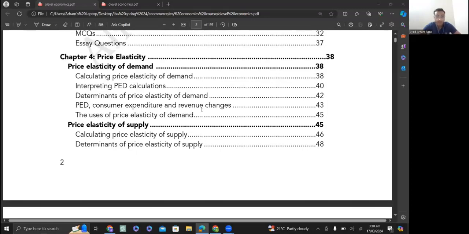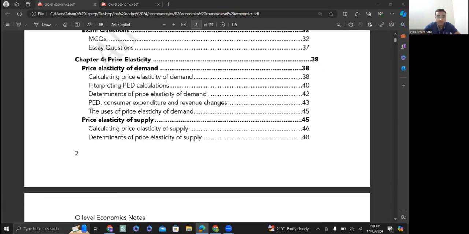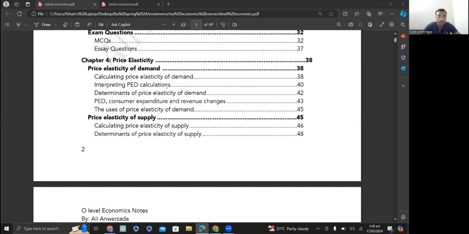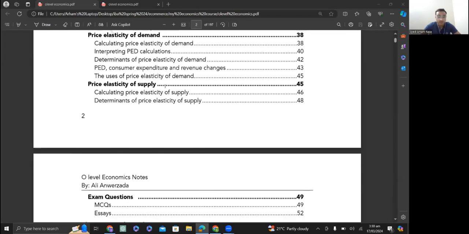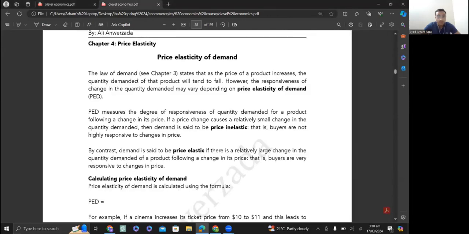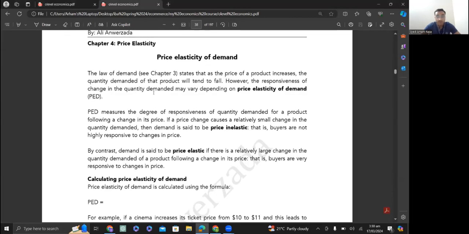Hello everyone. So today we are going to discuss the chapter price elasticity. We can divide this chapter into two parts: price elasticity of demand and price elasticity of supply. Okay, so now let's first talk about the price elasticity of demand, which we can also call PED.